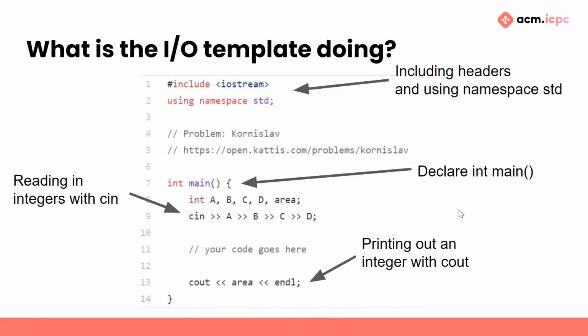So what does this basic IO template do? Here's one that we provided for the problem Kornislav, which was problem D on the last contest, I believe. And there are pretty much 4 main parts. Okay, all this stuff is C++ specific. If you work in Python, you think about almost none of this.